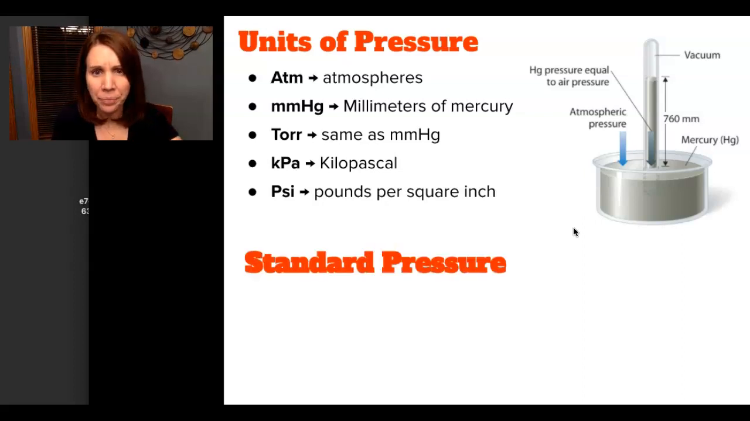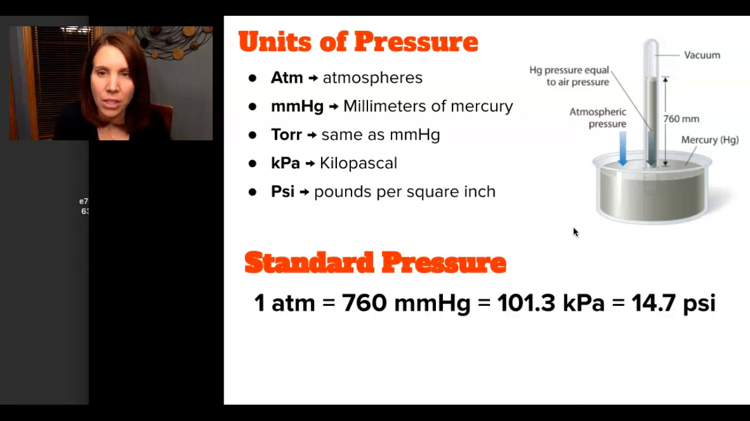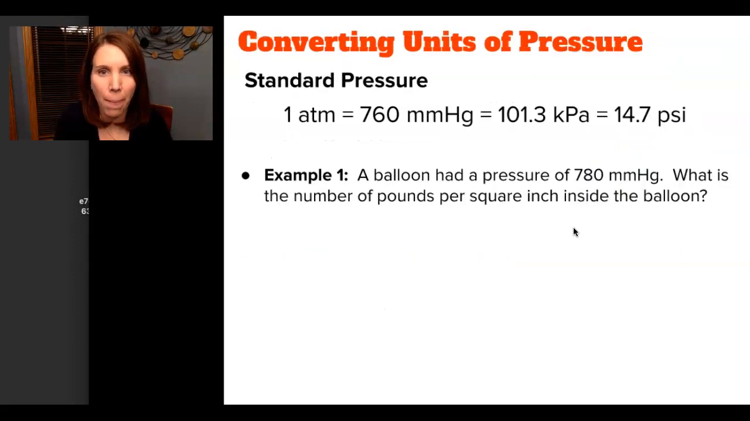And so we have what are called standard pressures. These would be the pressures that you would find at sea level at 0 degrees Celsius. Those standard pressures are: 1 atmosphere is equal to 760 millimeters of mercury, which is equal to 101.3 kilopascals, and that is also equal to 14.7 PSI, pounds per square inch. All of these give us conversion factors that we can use to convert between units of pressure.